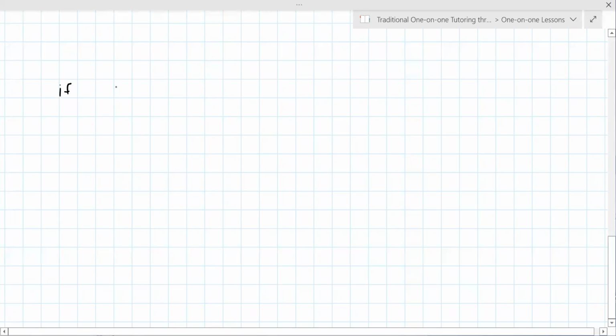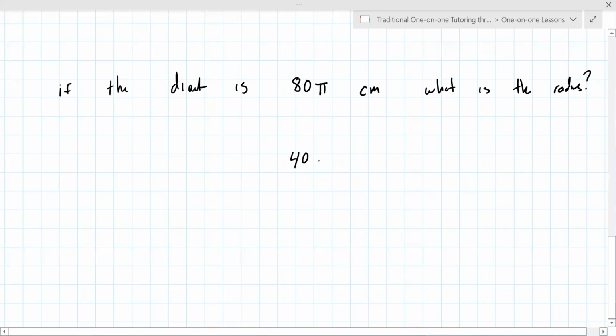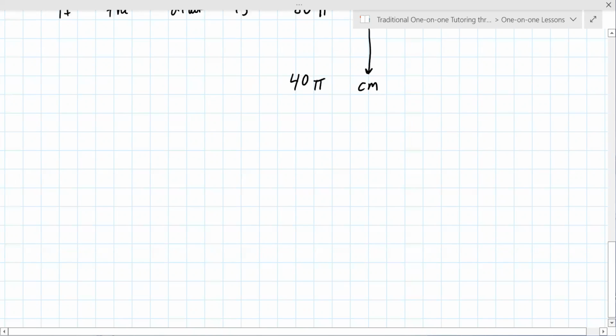Okay. If the diameter is 80 pi centimeters, what is the radius? 80 pi centimeters. That's going to be 40 pi. And then what are the units? 40 pi centimeters. Good.